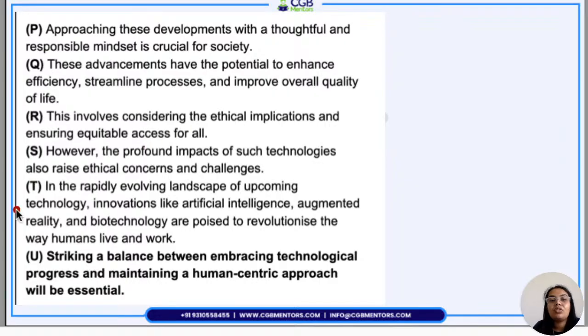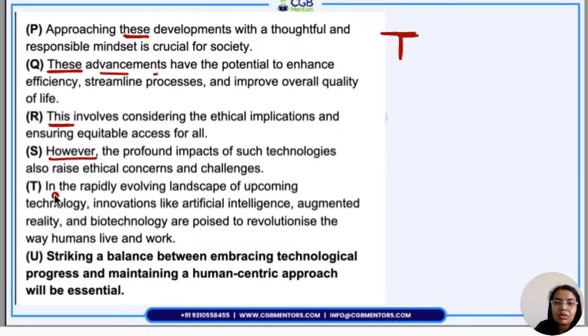ओके, तो बताने की जरूरत वैसे होनी नहीं चाहिए. टी इज द ओपनिंग स्टेटमेंट, नो डाउट, बिकॉज approaching these developments, these advancements, this involves, however, four sentences are dependent sentences. Definitely cannot be my first one. T है, U तो अपनी जगह पर है. T alone is the one that is introductory, plus it doesn't require any other thing here.